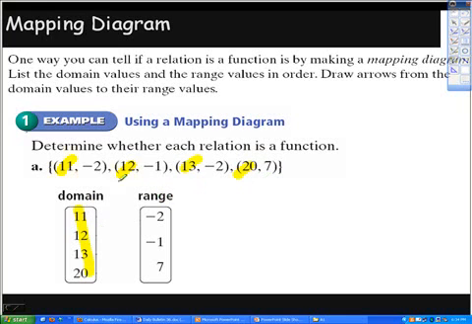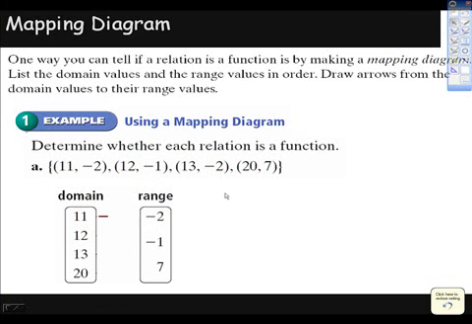And then the range is the y values, the -2, the -1. -2 has already been used, so we only list it once, and 7. And then we map arrows from each domain value to its range value. So we'll see an arrow from 11 going to -2, 12 going to -1, and so on. So there's 11 mapped to -2, 12 mapped to -1, 13 also maps to -2, and 20 maps to 7. This whole thing right here is a mapping diagram.